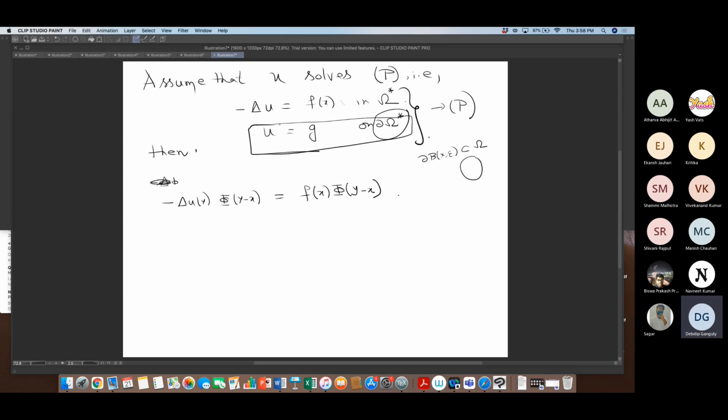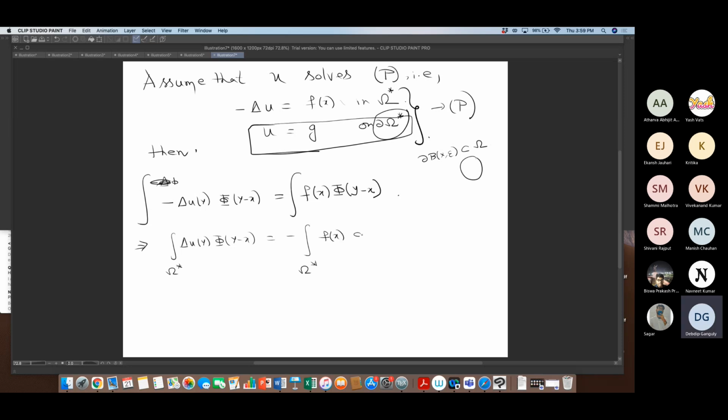Clear? Okay. So, in omega star, minus Laplacian of u equals f(x). Clear? Is that okay? Okay. So if I integrate this, this happens to be the integral of Laplacian u against phi. I just integrated over omega star, nothing else. I multiply with this and integrate. Nothing else I have done.